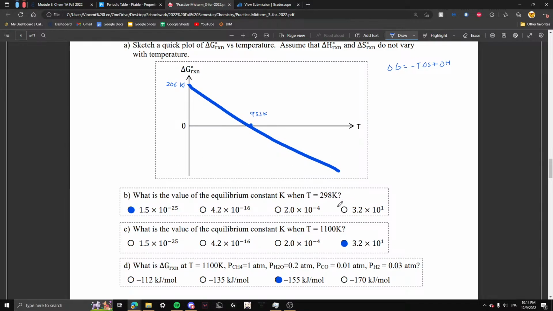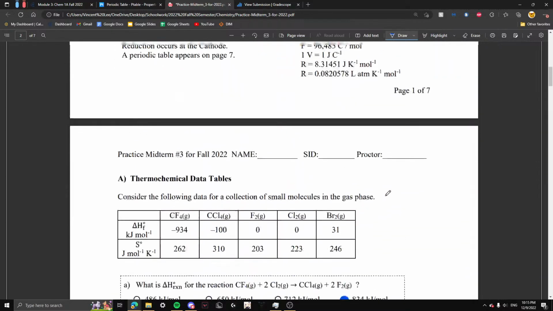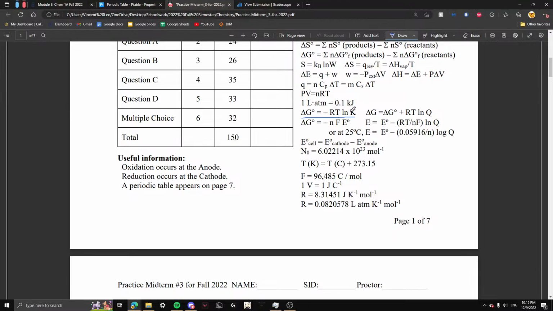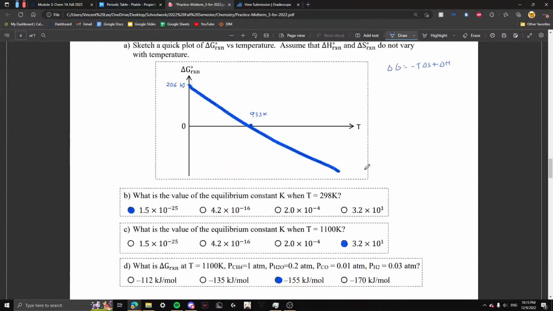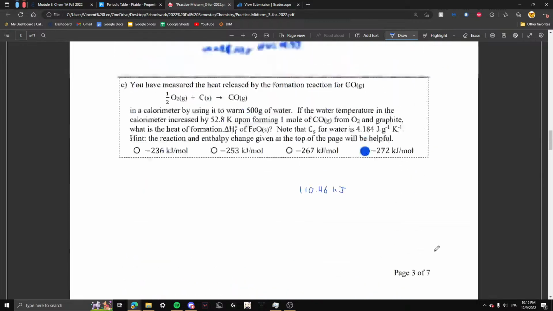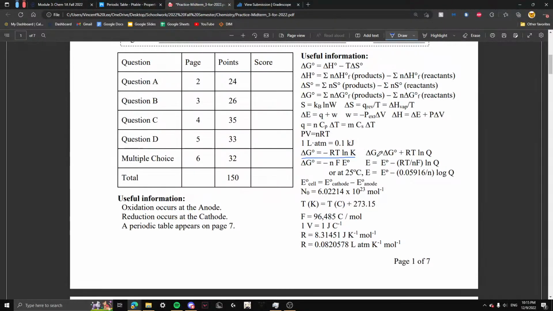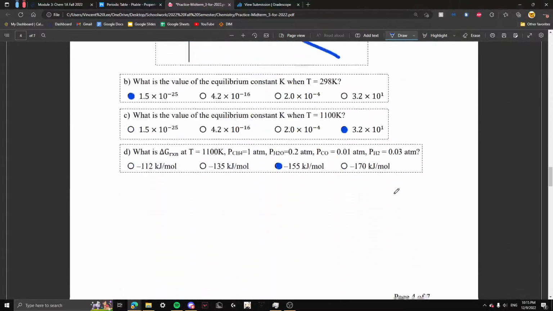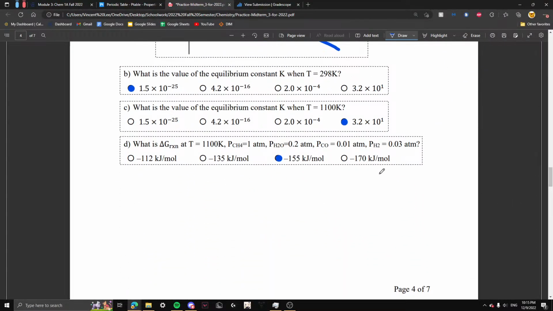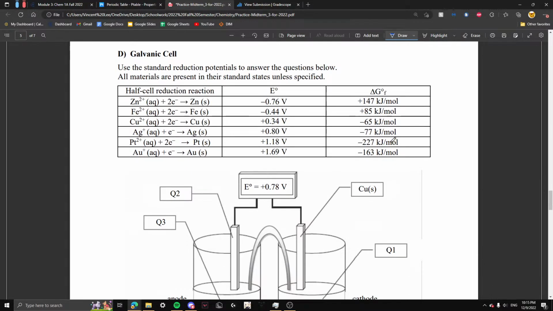Equilibrium constant when T equals 298. First, plug 298 in here to get delta G, then use the formula: delta G equals negative RT ln K. And for this one, it's the same exact process. It's asking for delta G, and it gives us partial pressures, which give us a Q value. So it's the same process, except this Q is based on the partial pressures of everything. Extremely simple, just plug in the formula, which is actually a recurring concept in this module.